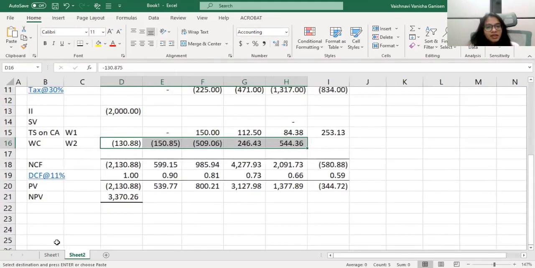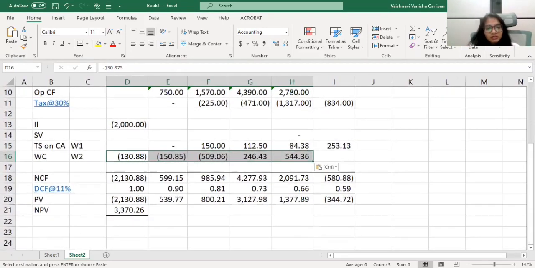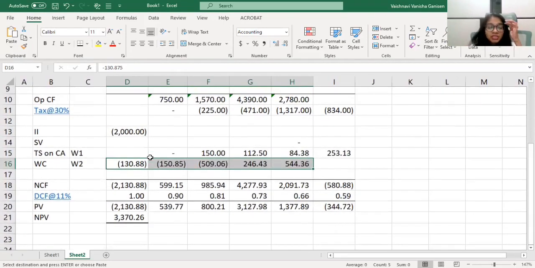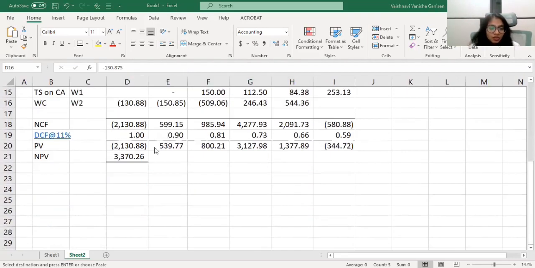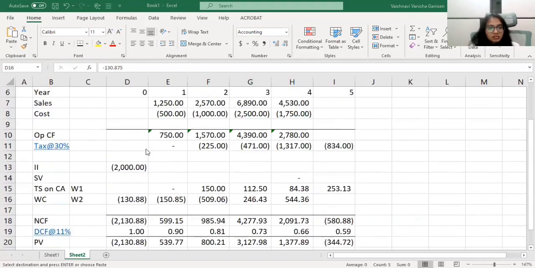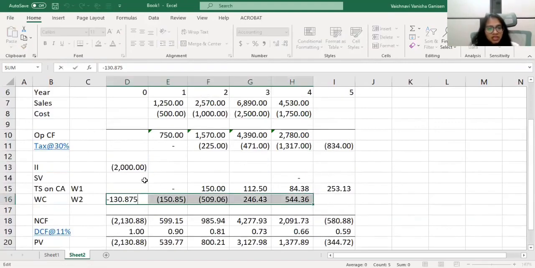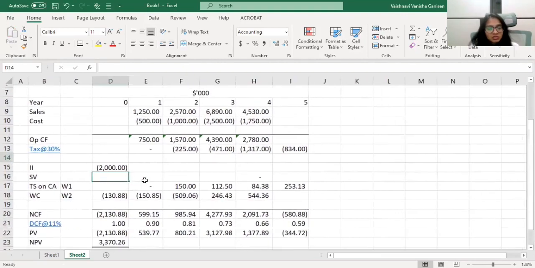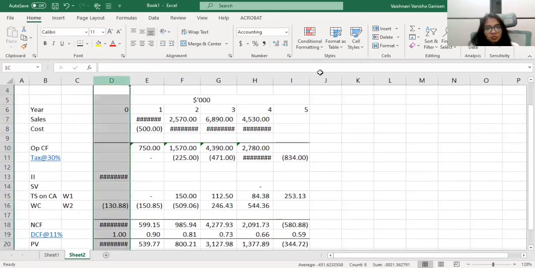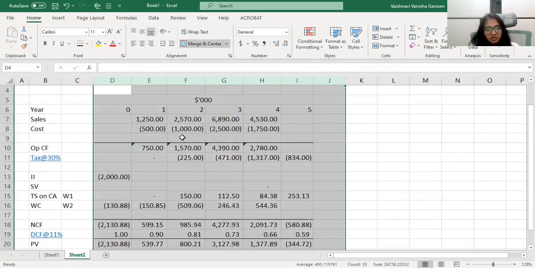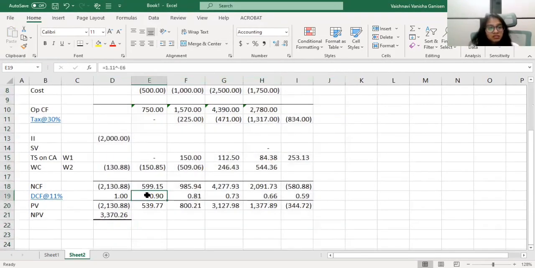Now, everything else is pre-populated. You have your working here, you have your working here. You got your NPV. Okay guys, what I want to remind you is that whenever you do a question like this, when you copy and paste, make sure the values are copied and pasted correctly, because if you don't, there will be a risk of error.